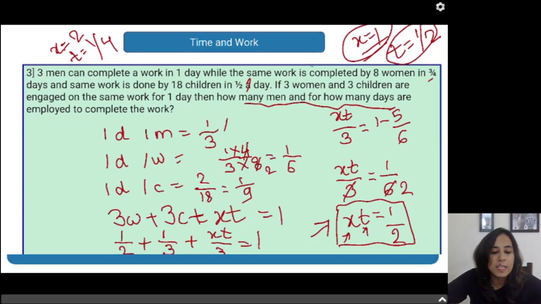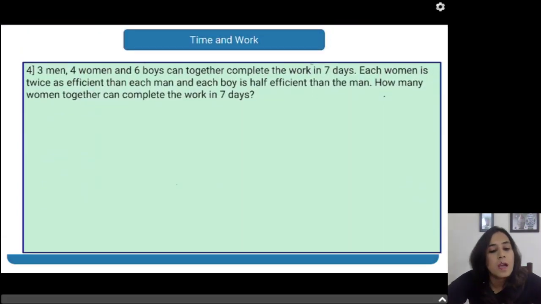So let us solve the next problem, guys. 3 men, 4 women and 6 boys can together complete the work in 7 days. Each woman is twice as efficient as each man and each boy is half as efficient as the man. How many women together can complete the work in 7 days?